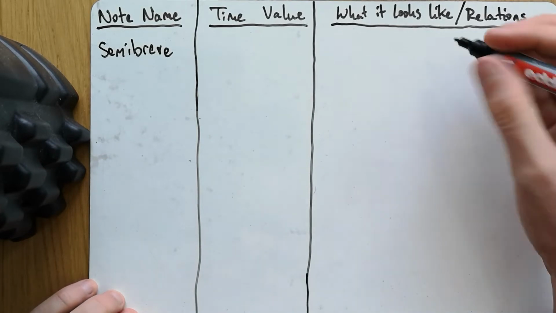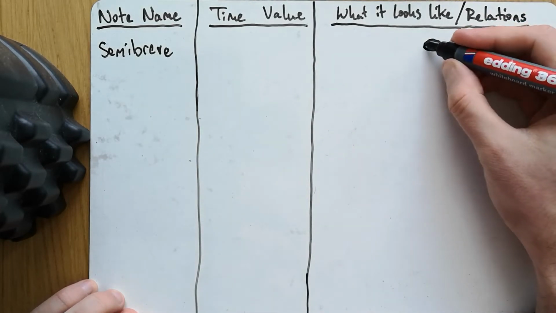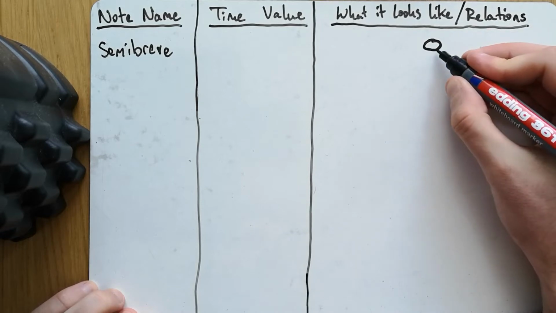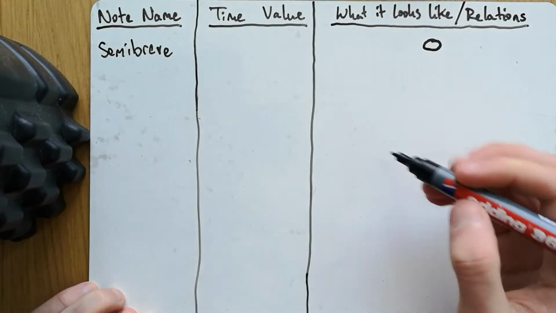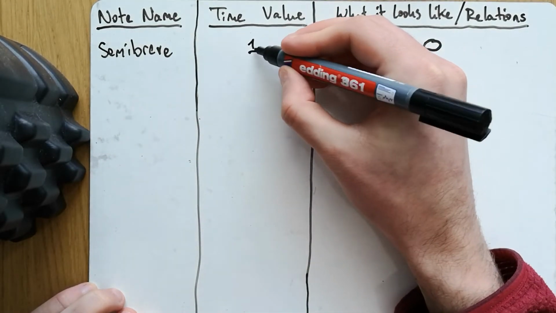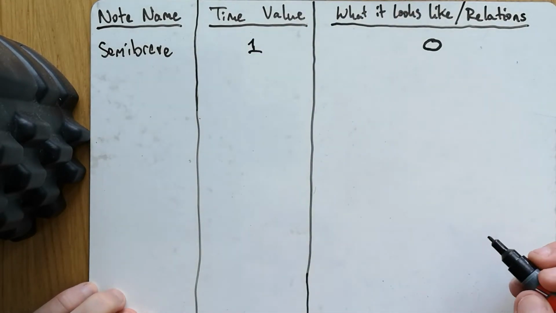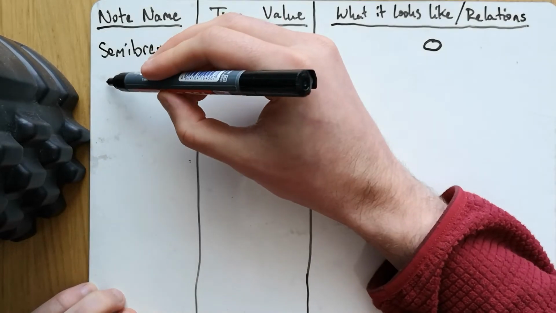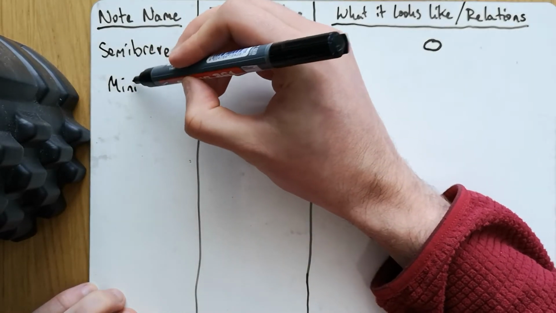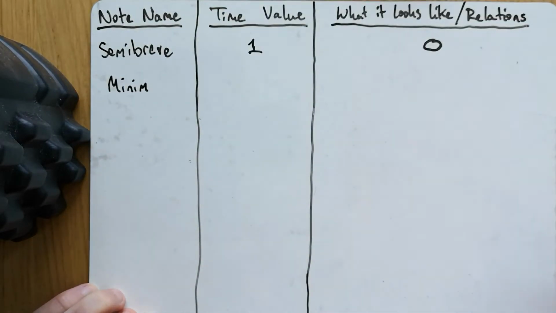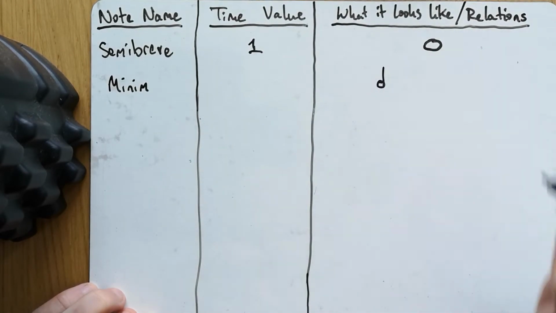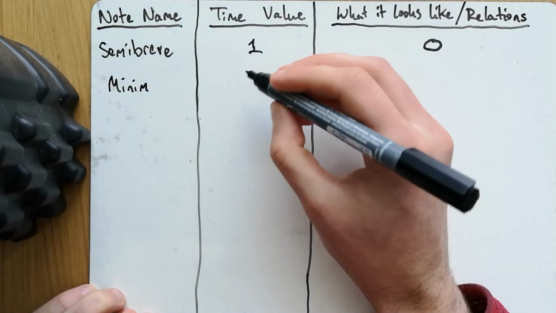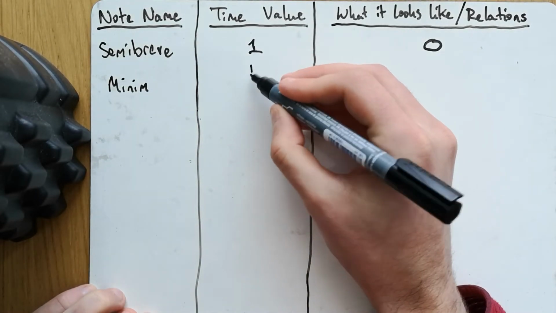So semi-breve looks like this. You'll see in written music an oval. Okay, semi-breve. That's what it looks like. And our time value we're going to give it is going to be 1. Okay, the next note we're looking at is called minim. M-I-N-I-M. And that looks like that. Okay, and our time value is a half.